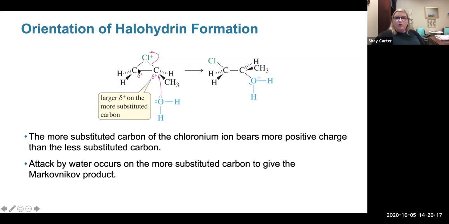We form these small halonium ions, okay? If it's a chlorine, it's a chloronium ion, or a bromonium ion, okay? And that bears more positive charge on the more substituted carbon than the less substituted carbon, okay? And so then attack by water occurs on the more substituted carbon to give our Markovnikov product. So the halogen will go with the hydrogens. Okay, so not only does the hydrogen go with its friends, halogens and hydrogens stick together when we're talking about halohydrins.